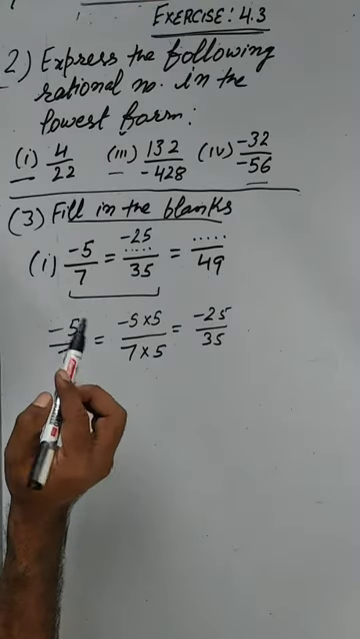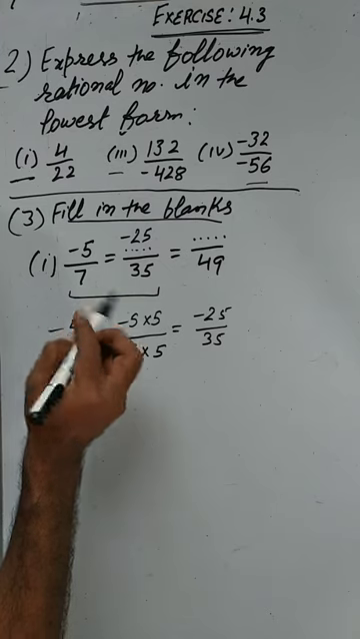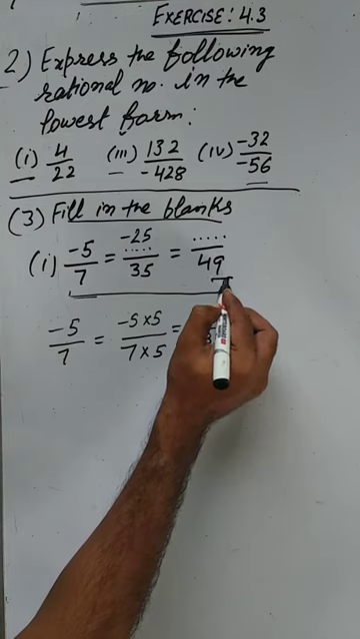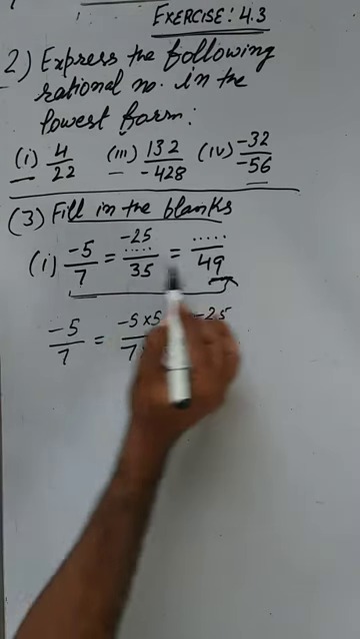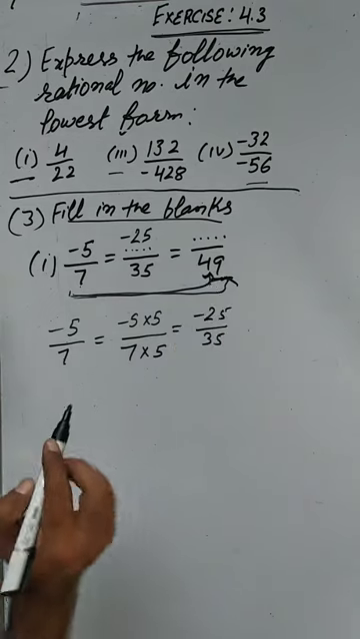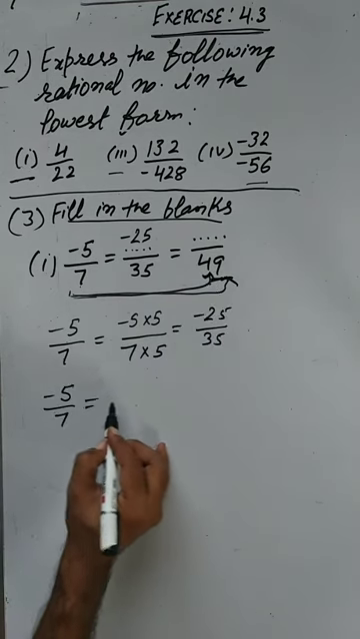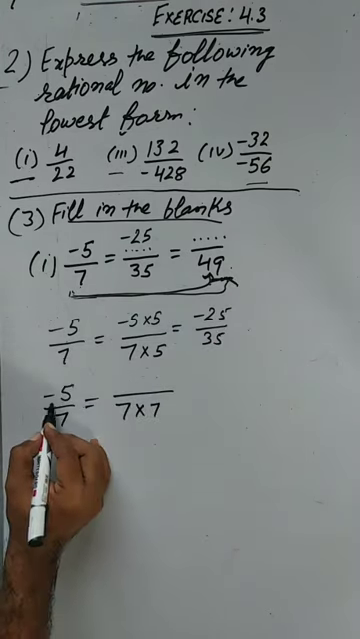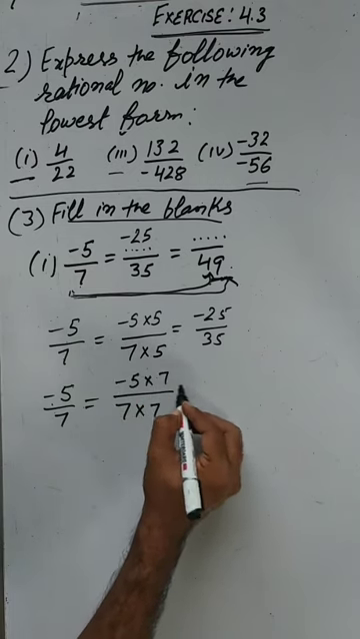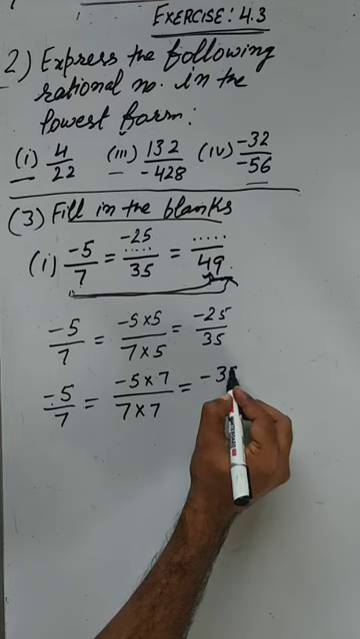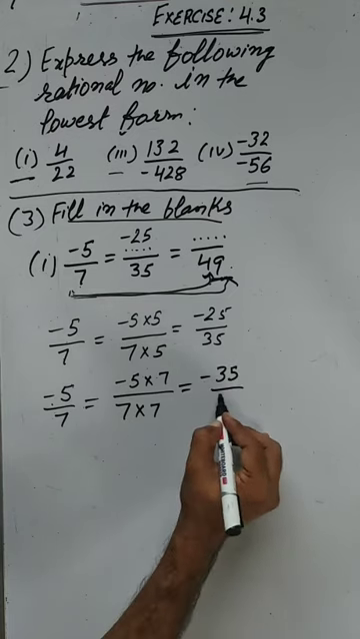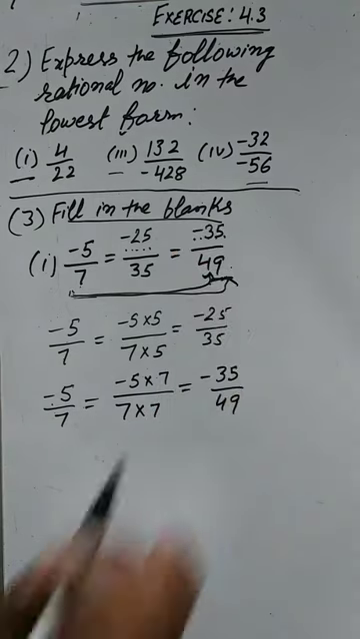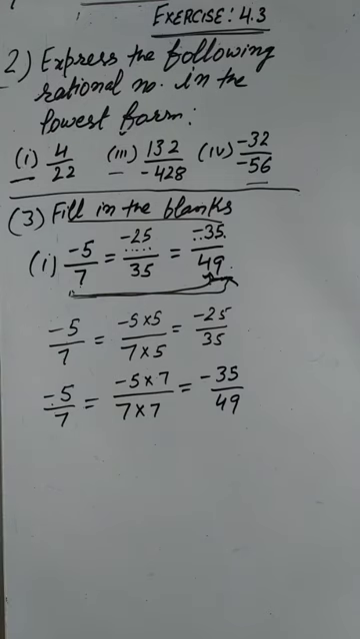Understood? Now beta look at the first and third part. Now 7 is changed into 49. How can I change 7 into 49? 7 multiplied by 7. Similarly minus 5 also multiplied by 7. 5 into 7 35, minus 35 sign. 7 into 7 49. So in the second blank it is minus 35. Clear beta? In that way we can easily fill the blanks.